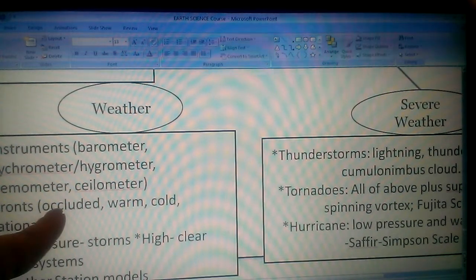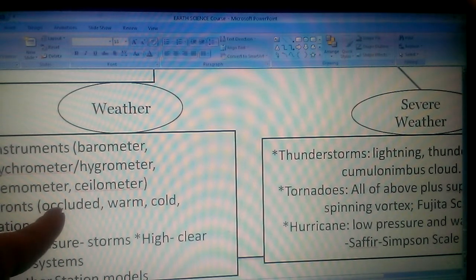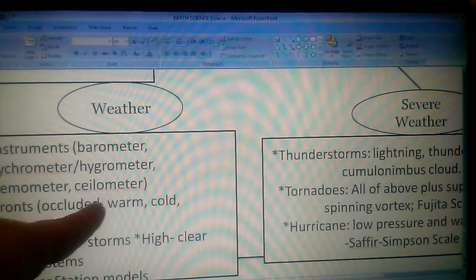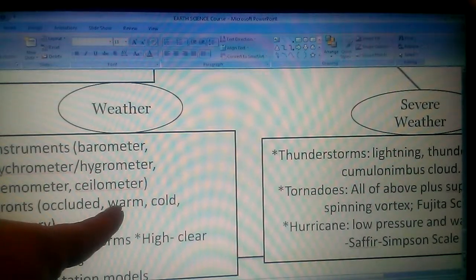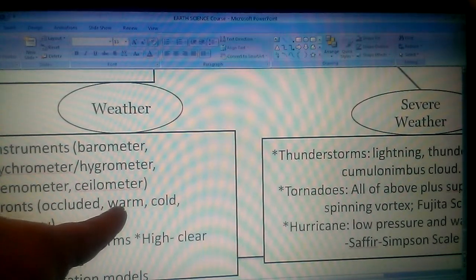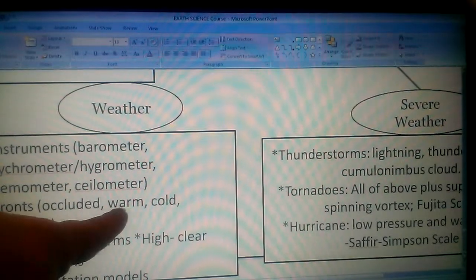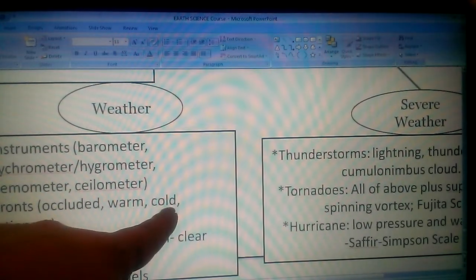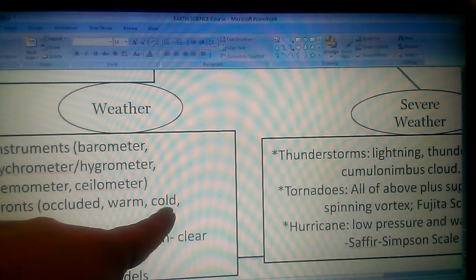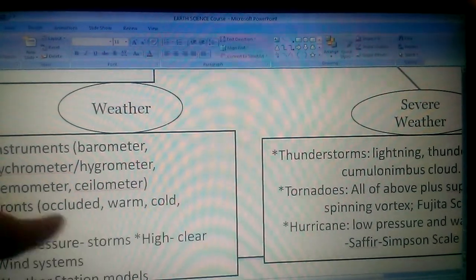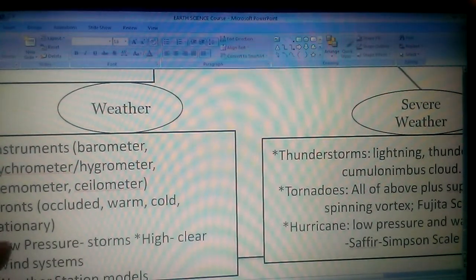You have occluded fronts associated with dangerous weather like thunderstorms and tornadoes, and characterized as a cold front chasing a warm front. You have a warm front, warm air, that advances and settles in for a long steady rain. Cold fronts advance quickly and cause air to rise rapidly, creating heavy rain. And then stationary fronts that stay the same for a long period of time.